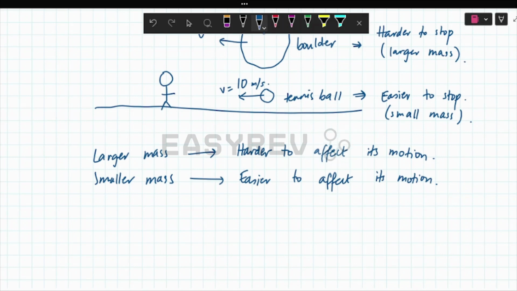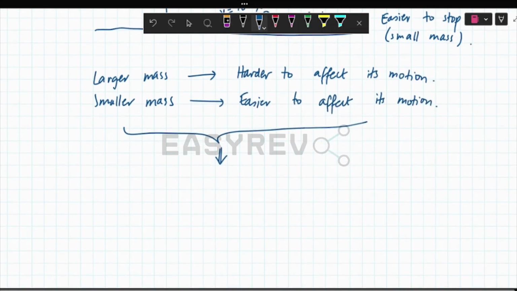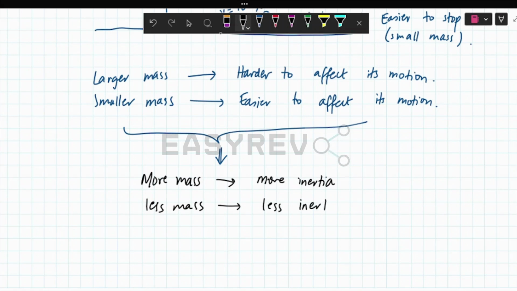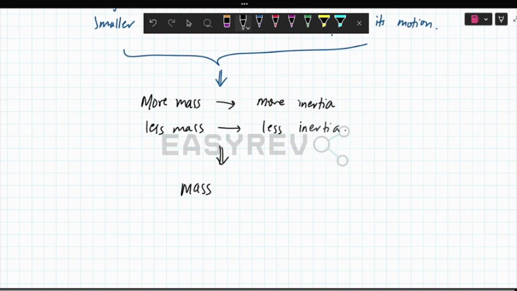So what we conclude from an object that has this property, wherein it's harder to affect its motion, is that an object with a larger mass has more inertia, meaning more of an ability to resist any changes in its motion. More mass means more inertia. Whereas an object that has lesser mass will resist changes in its motion fairly less. There's little to no resistance, is what I'm trying to say. And so there will be less inertia. So in conjunction with mass, we realize that the more mass an object has, the more inertia it has, and vice versa. And so there seems to be a direct proportionality between the two.